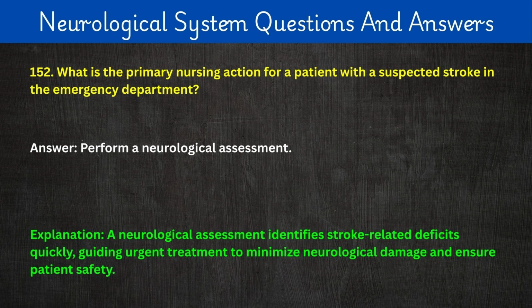152. What is the primary nursing action for a patient with a suspected stroke in the emergency department? Answer: perform a neurological assessment. Explanation: a neurological assessment identifies stroke-related deficits quickly, guiding urgent treatment to minimize neurological damage and ensure patient safety.